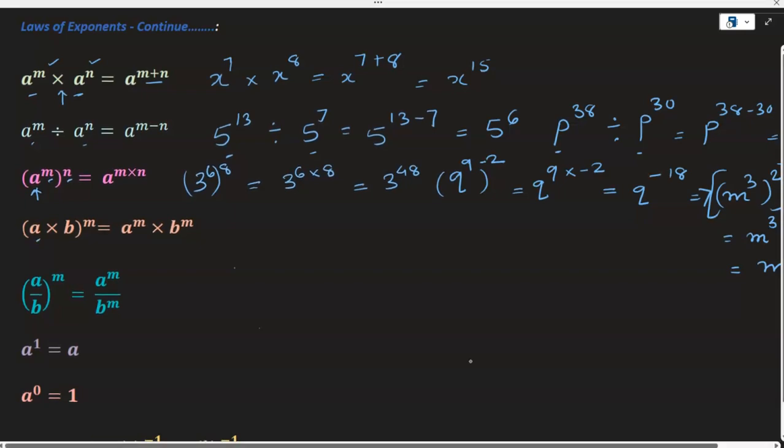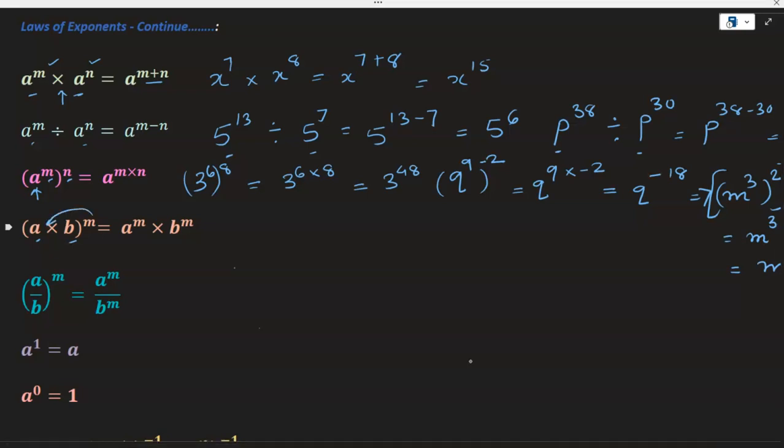Now let us move to the next law, in which we see that we have two numbers, different numbers, and they have common power. So according to law, we can give power to both of them, a and b as well. So this will become a to the power m into b to the power m. Here the difference in the law is we have two numbers with different bases, a and b, and they have common power. So to understand this law, let us take one example.